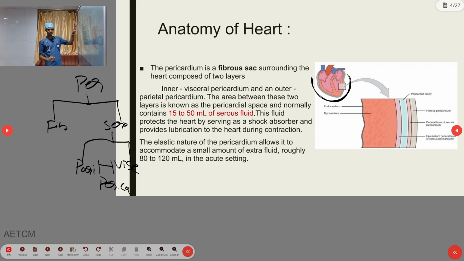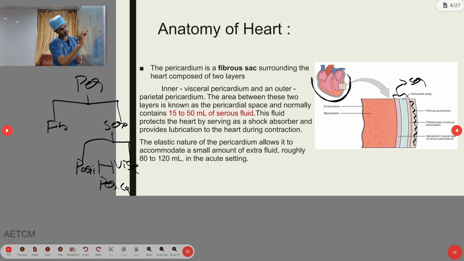So the pericardium has two major parts, outer fibrous and inner serous. The serous is again divided into two: the parietal serous pericardium and the visceral serous pericardium. The space between the parietal and visceral serous pericardium is the pericardial cavity. In this image we can clearly see the outer portion is the fibrous pericardium, and the inner two are the serous pericardium.